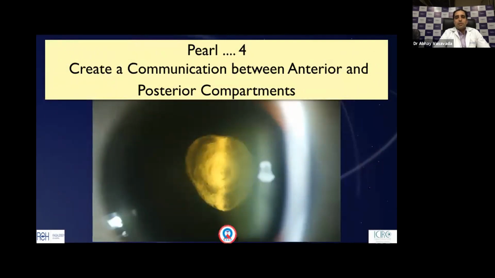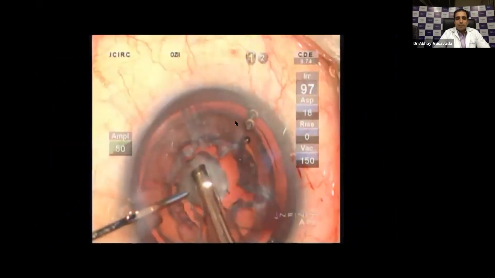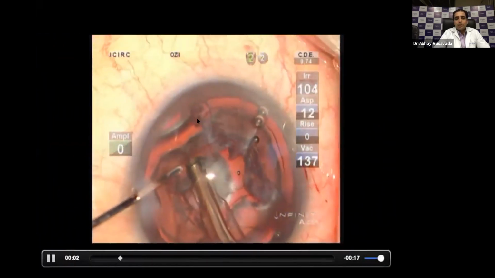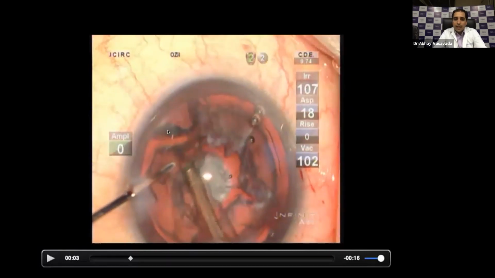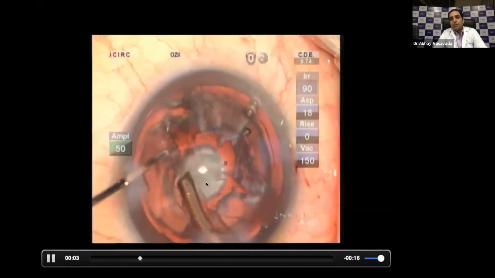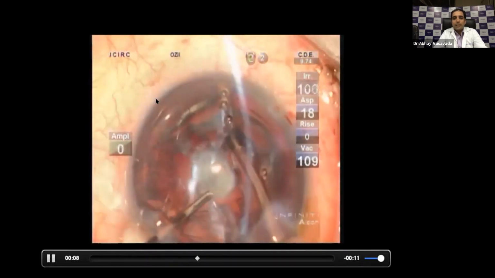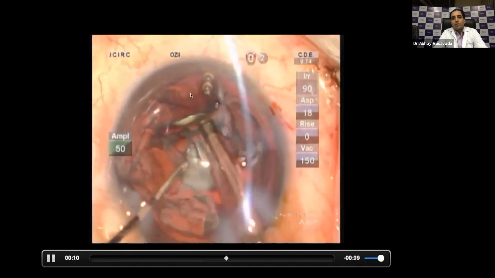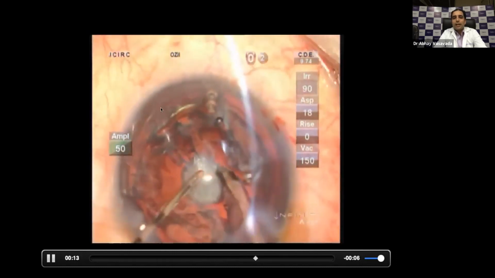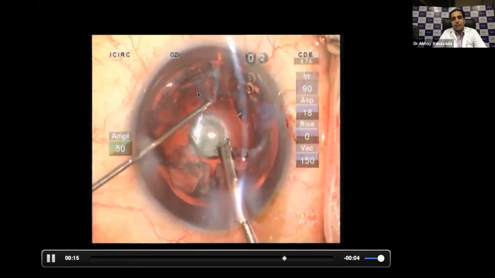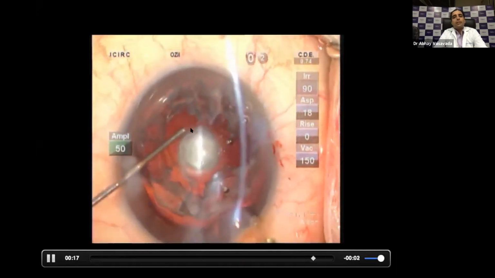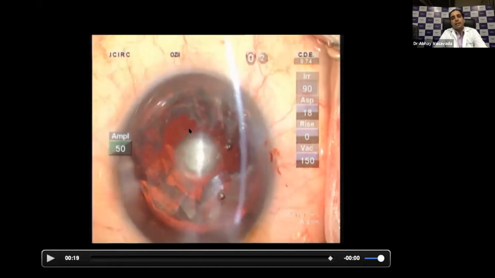The fourth important pearl is to create a communication between the anterior and posterior compartments. By that we mean that when we come to epinuclear removal, notice we are actually just detaching the epinuclear plate from the fornix, but we are not going to completely remove that. Why we do that is that by detaching it, we have created a communication between the anterior and the posterior chamber. So small amounts of fluid will start trickling down towards the posterior capsule, and this will make sure that there is no sudden rise in the intralenticular pressure.